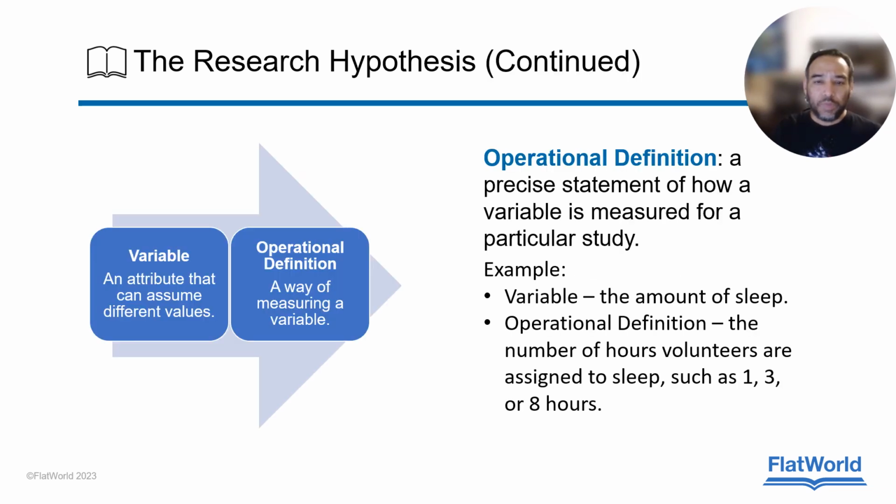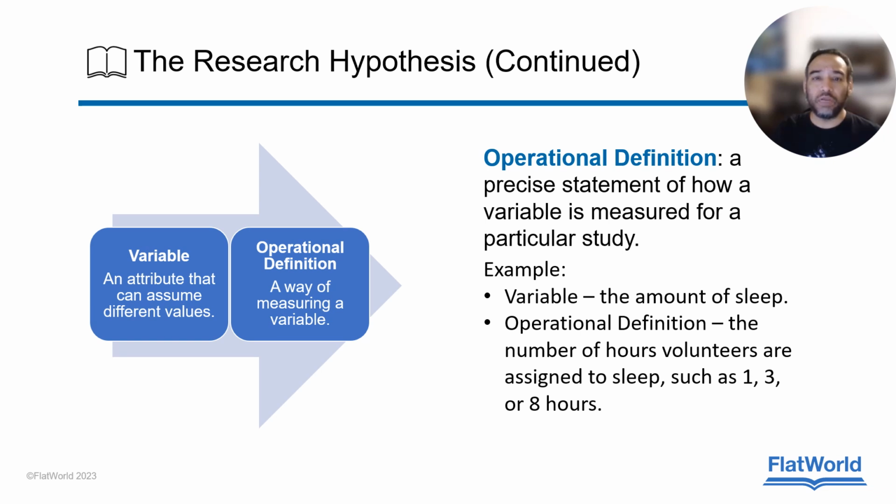All right, the research hypothesis continued. We're going to talk about the operational definition as it pertains to the research hypothesis. An operational definition is a clear, precise, detailed description of how you will measure a variable in your experiment. It's like giving exact instructions so that anyone else who wants to repeat your experiment can do it the same way you did. When you create an operational definition, you explain exactly what you mean by your variables and how you will measure them.